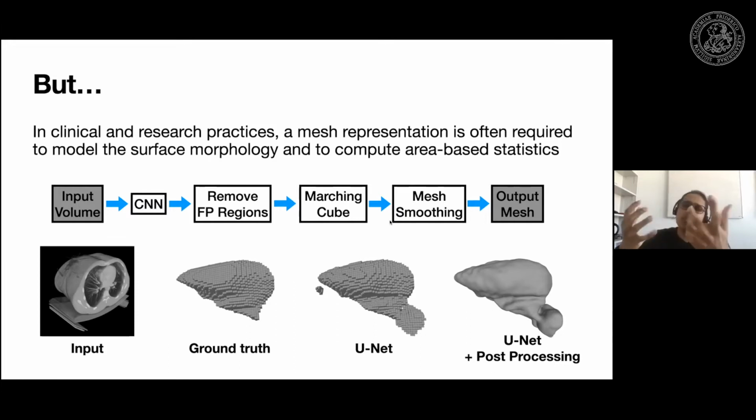Not a preference, but there are a large group of people who would like to extract measures from input images. At the moment, the pipeline they use is, they would start with the input volume. They would train a U-Net, a CNN, a U-Net, or some variation of a U-Net, or a more advanced version, and get a prediction from this.